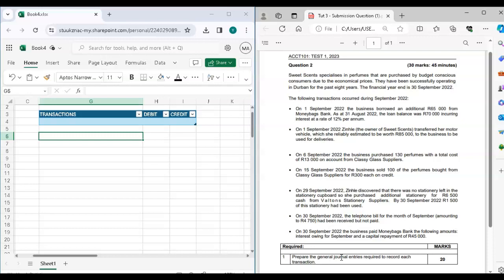Now, what's a general journal? Basically, any transaction which you make in a business can go in the general journal, right? It's like your diary, okay? You can basically put any transactions in there.